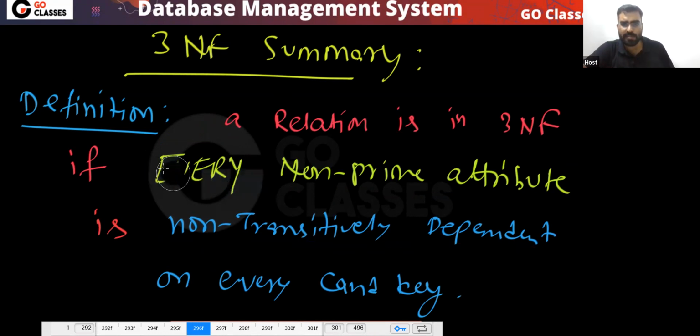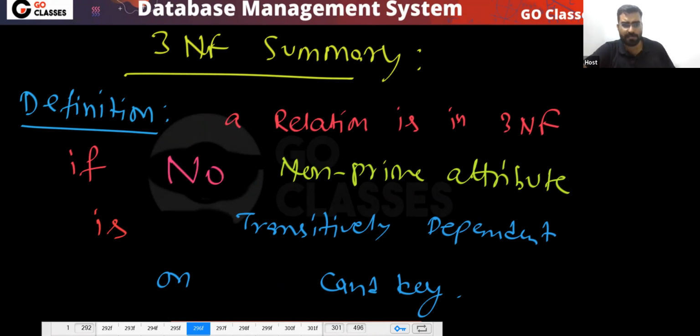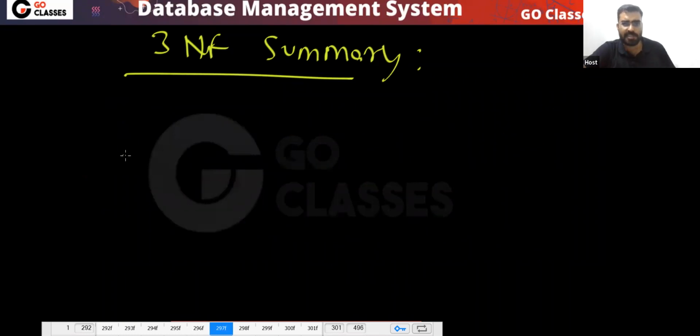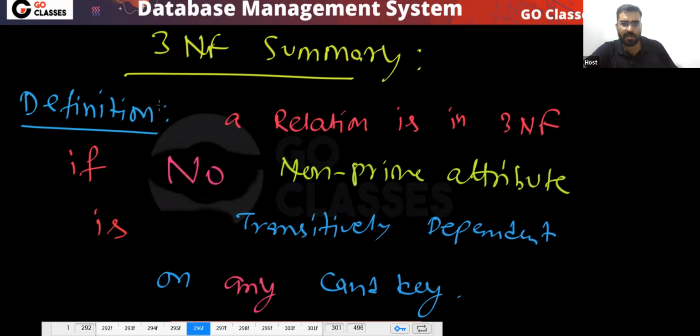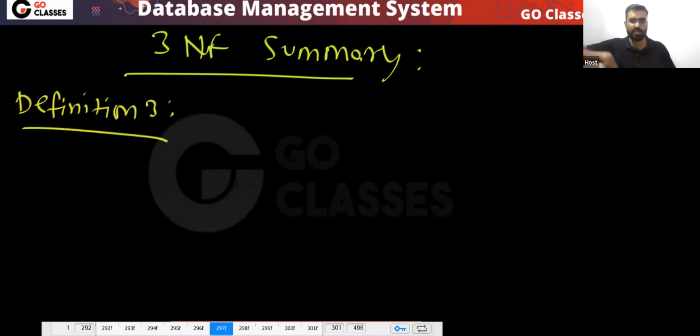I can also say that no non-prime attribute is transitively dependent on any candidate key. Yes or no? I can also say this. What is the other definition? Another definition. Definition number 1, definition number 2, definition number 3. What is definition number 3?